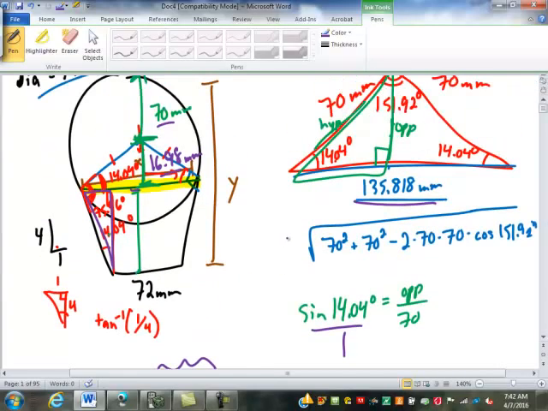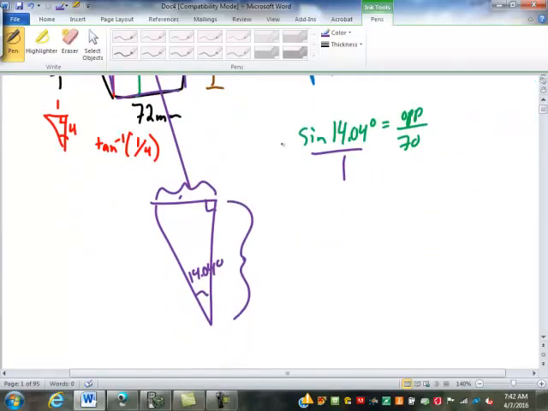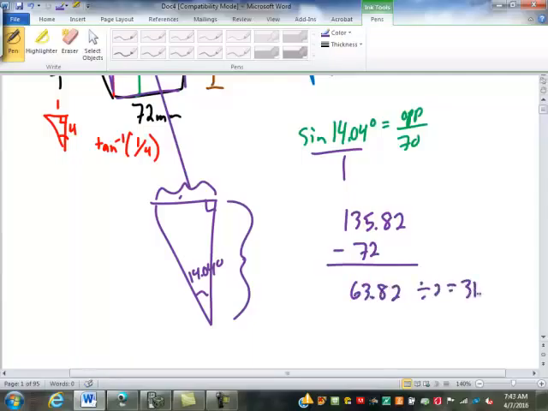But we can get this top side here, because we know this is 135.8. We're going to call it 135.82 all the way across here. And this is 72, so we subtract and divide the difference by 2, because each side has to be the same. 135.82 minus 72 is 63.82. Divide that in half is 31.91 millimeters. So this is 31.91 millimeters. Does that make sense?